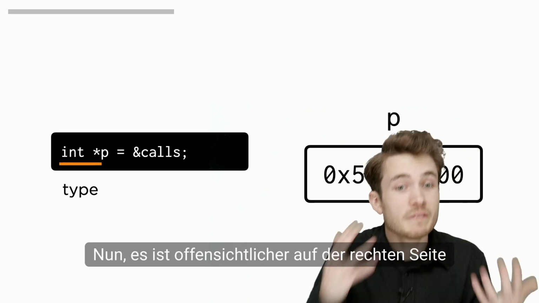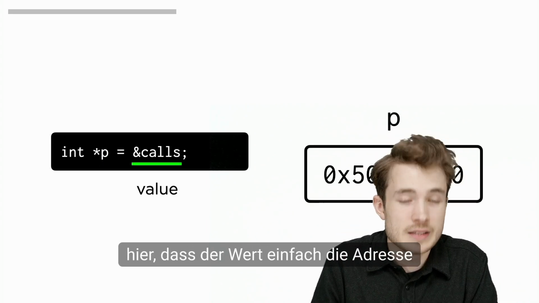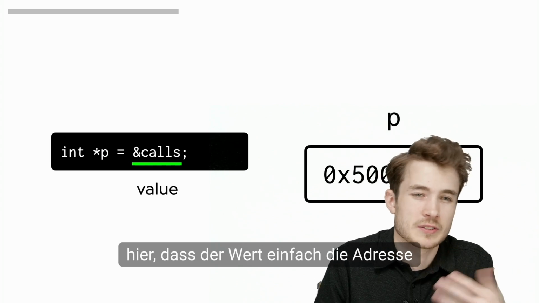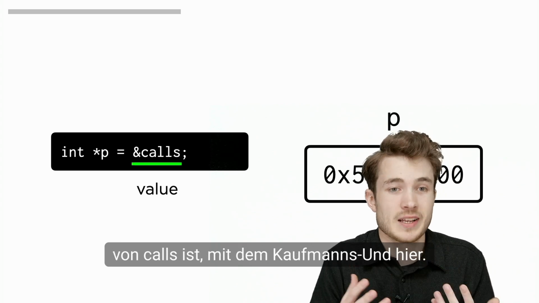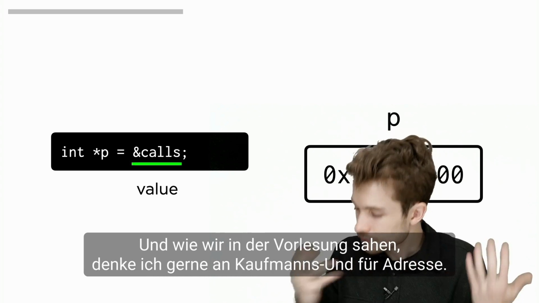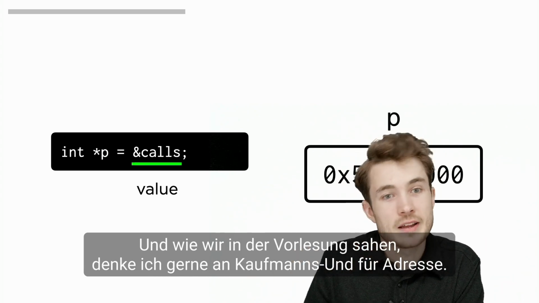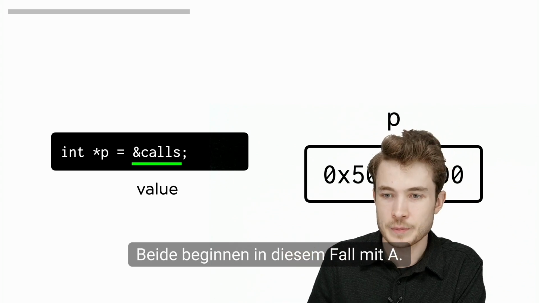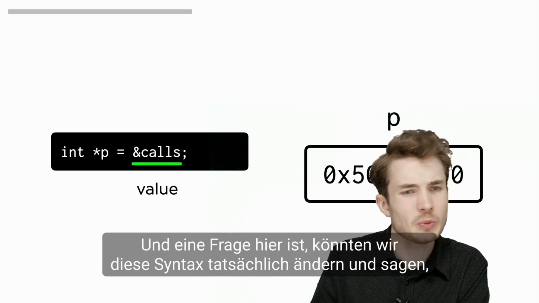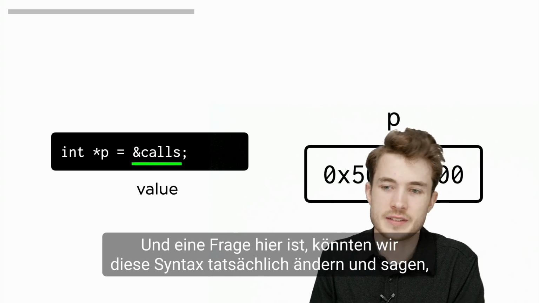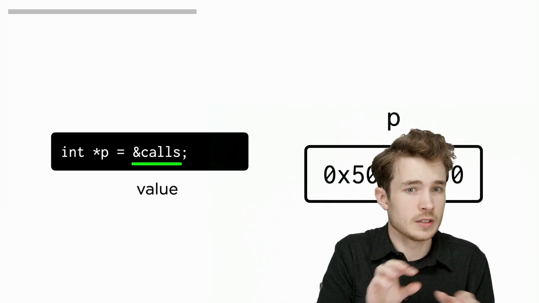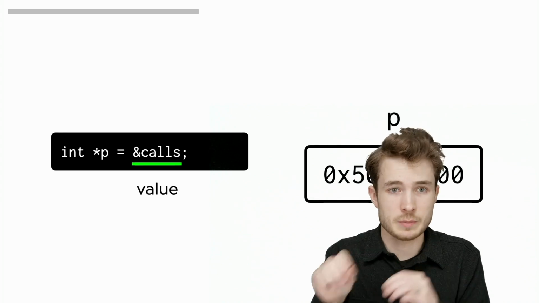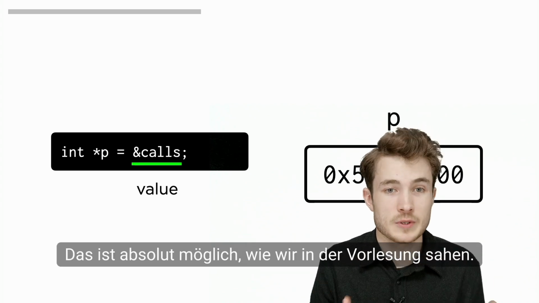Now, it's more obvious on the right-hand side here that the value is simply the address of calls, using the ampersand. And as we saw in lecture, I like to think of this as ampersand for address. Both begin with A in this case. And a question here is, could we actually modify this syntax and say maybe int no space star space p? That's absolutely possible, as we saw in lecture.